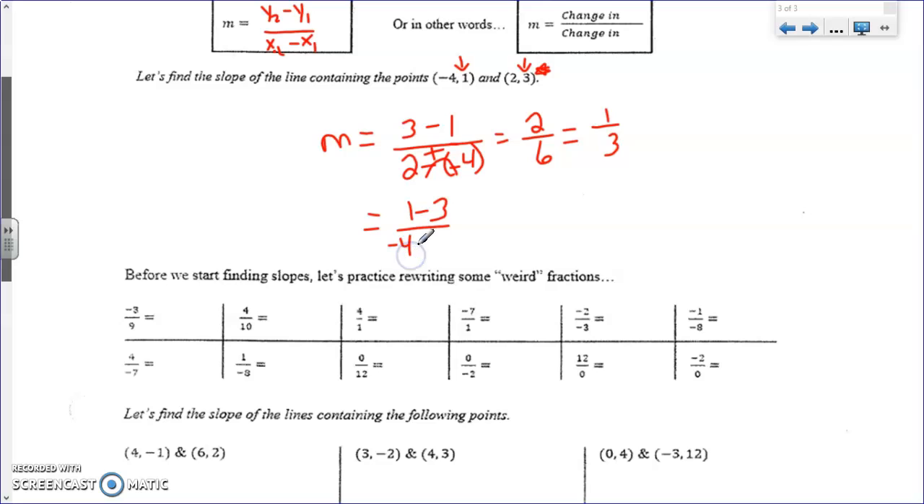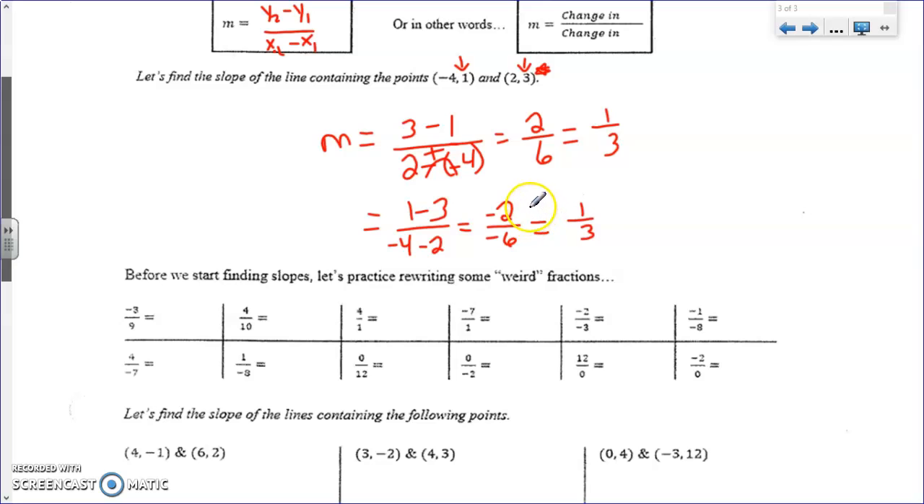Does that make sense? Minus 2. So that gives me negative 2 over negative 6. A negative and a negative is a positive, so that'll still give me 1/3. So it does not matter which ordered pair you start with.